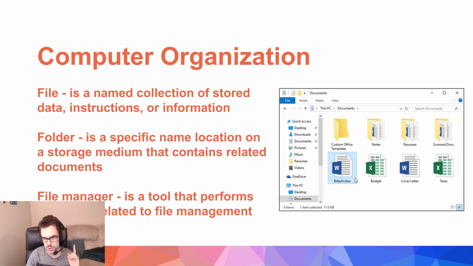Okay? So, what's the definition of a file? Well, a file is a named collection of stored data, instructions, or information. And files go into folders, and a folder is a specific named location on a storage medium, such as a hard drive, that contains related documents. And then the program that manages the files and folders is called a file manager. It's a tool that performs functions related to file management. Okay? So all of these work together and there's a hierarchy. The file is in the folder and the folder is in the file manager.